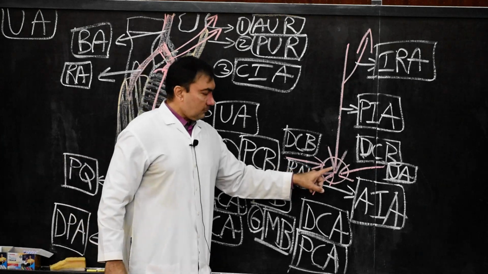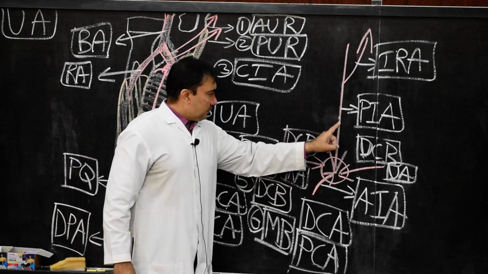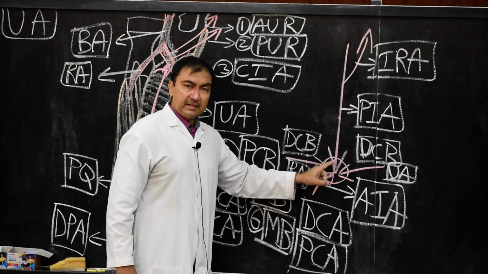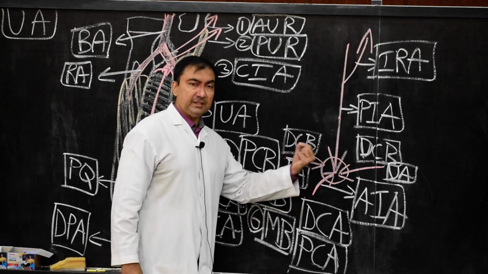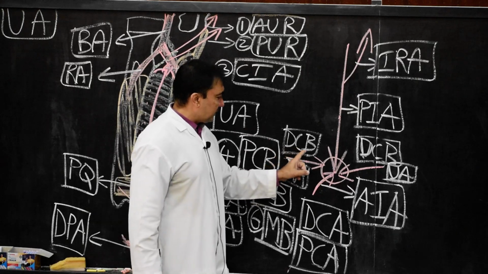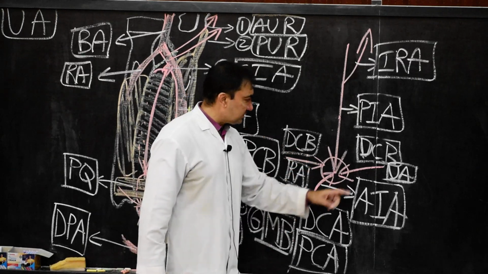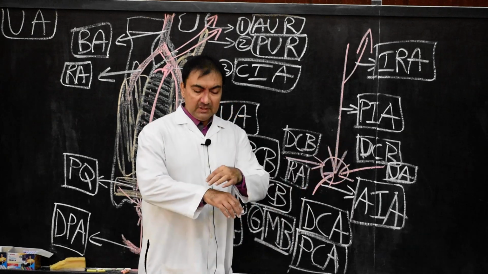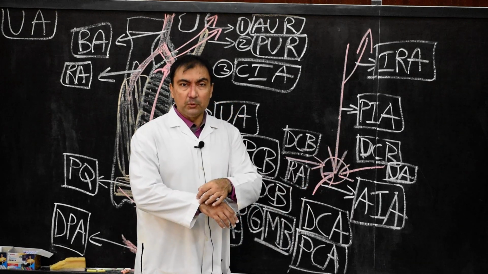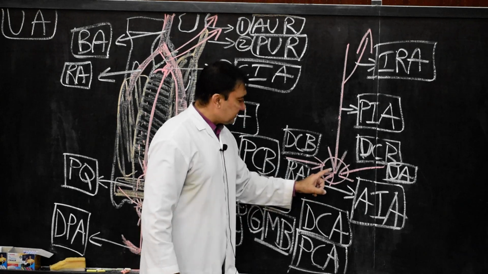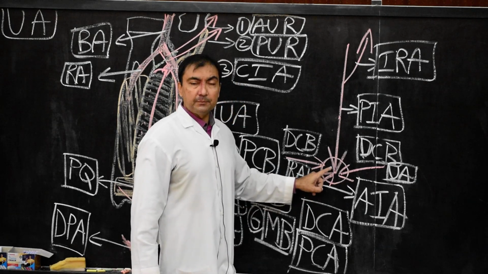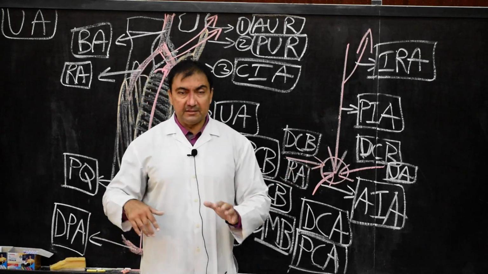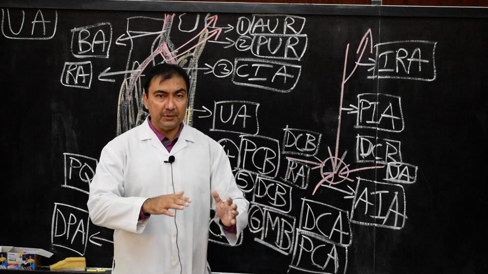Similarly, the posterior interosseous artery coming from above, the anterior interosseous artery coming from below, and transversely from either side, the dorsal carpal branch of the radial artery and the dorsal carpal branch of the ulnar artery. Together these 4 arteries on the posterior side of the carpal bones will form the dorsal carpal arch or posterior carpal arch.